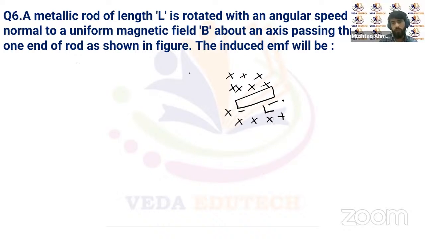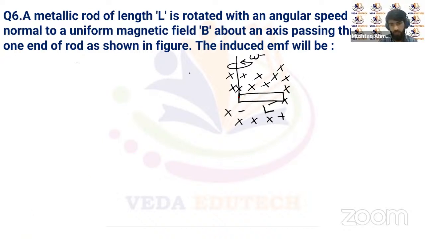So there is a magnetic field, and in this magnetic field the metallic rod is rotated. The speed of rotation of this metallic rod along this axis is given to be omega. Omega is the rotation, and L is the length of this rod. Now there will be some induced EMF in this rod.